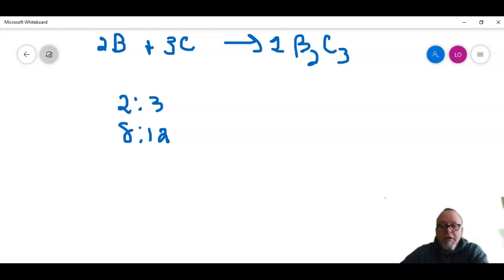So again, if I wanted to check my work just to make sure I'm right, I'm lazy, so I'm just going to cut it in half to 4 to 6 and 2 to 3, half again, and I know I'm right. I'm still at my 2 to 3 ratio. That's all stoichiometry is. It's not that bad.